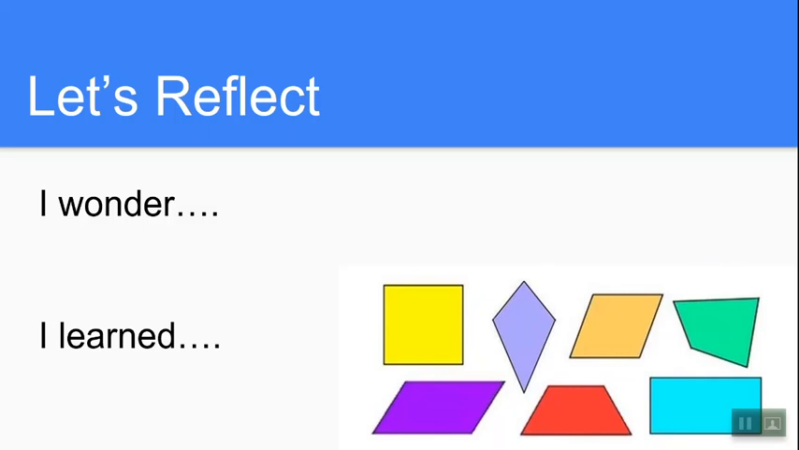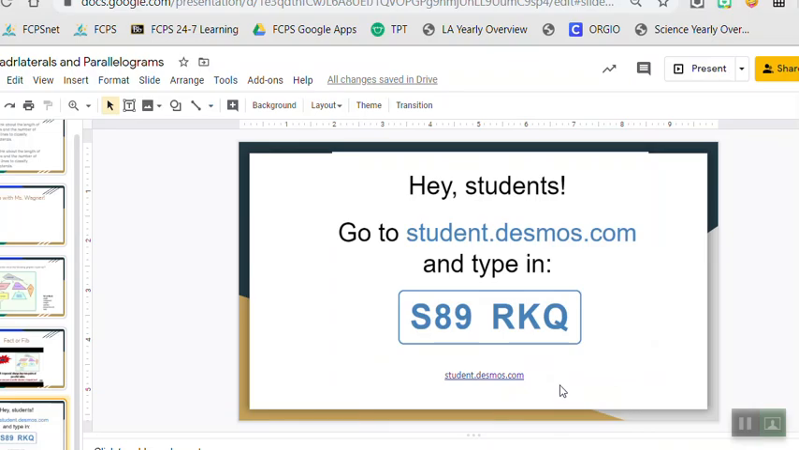Mathematicians, I'd like to thank you for joining with me today. Please go on to the slideshow to do fact or fib about parallelograms, a little review. And then I would like you to click on the Desmos, and I'll show you in our slideshow. Hold on just a second. Once you get to the slideshow on this slide, you're going to type in student.desmos.com. You're going to open up a brand new link, and then you're going to type in this code, S89RKQ. You can also click on the link right here.